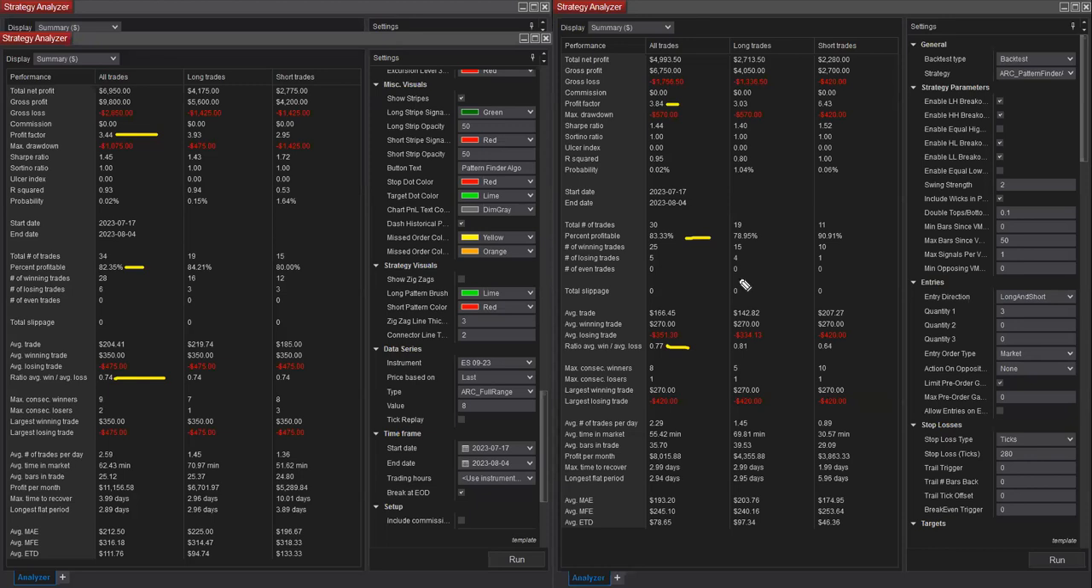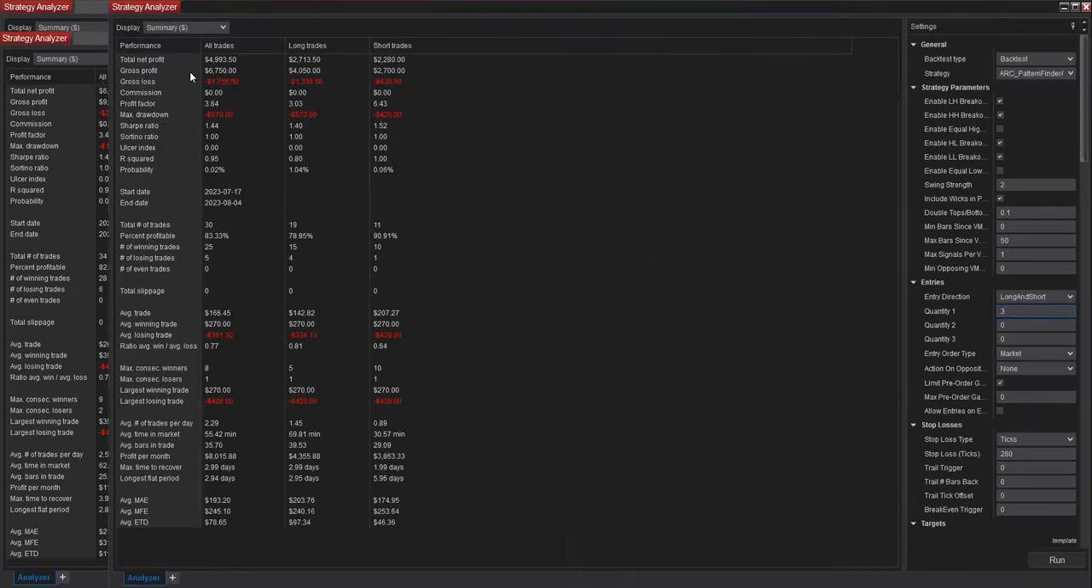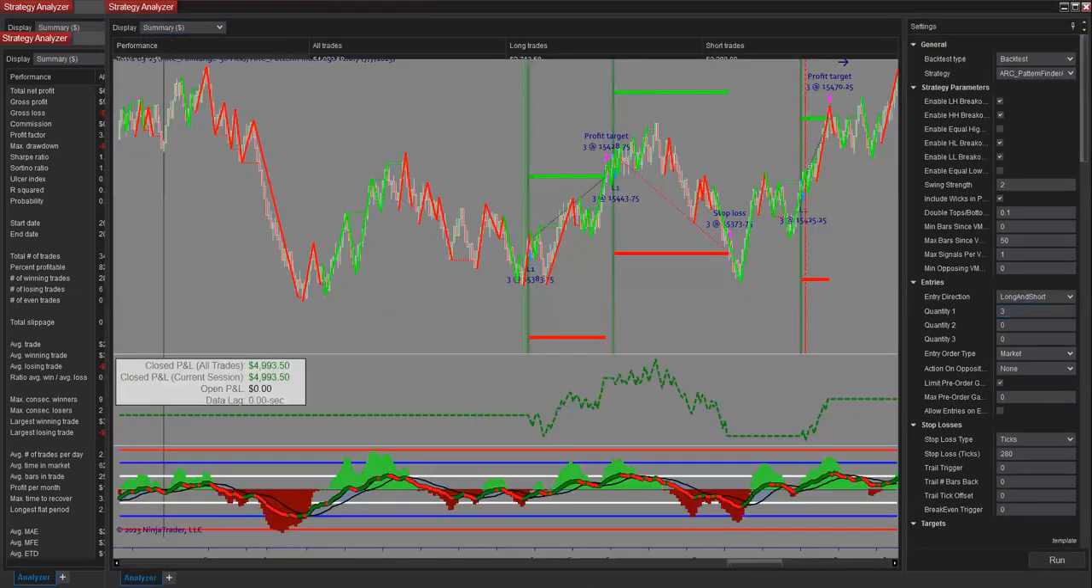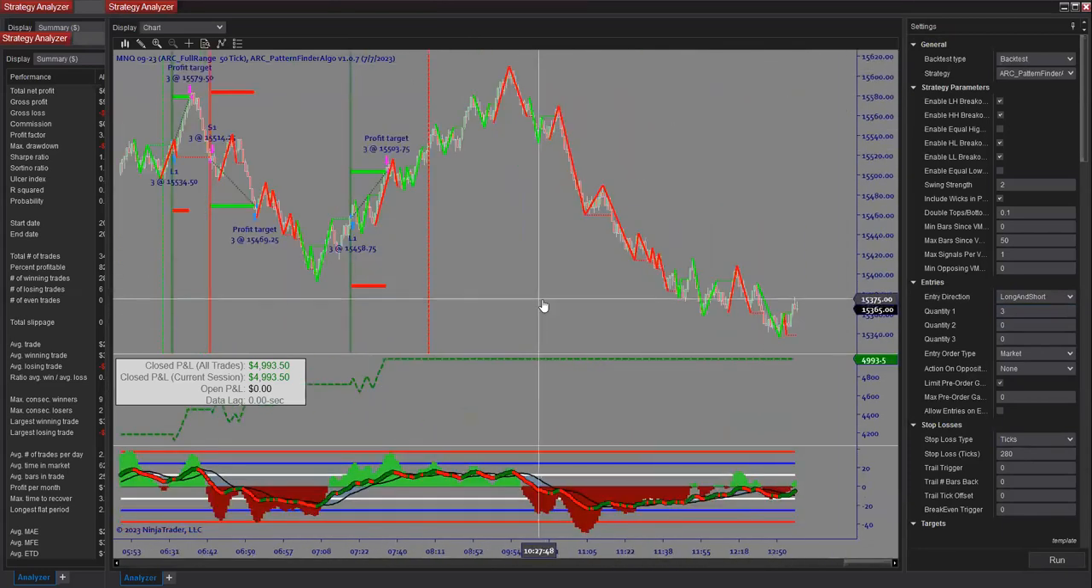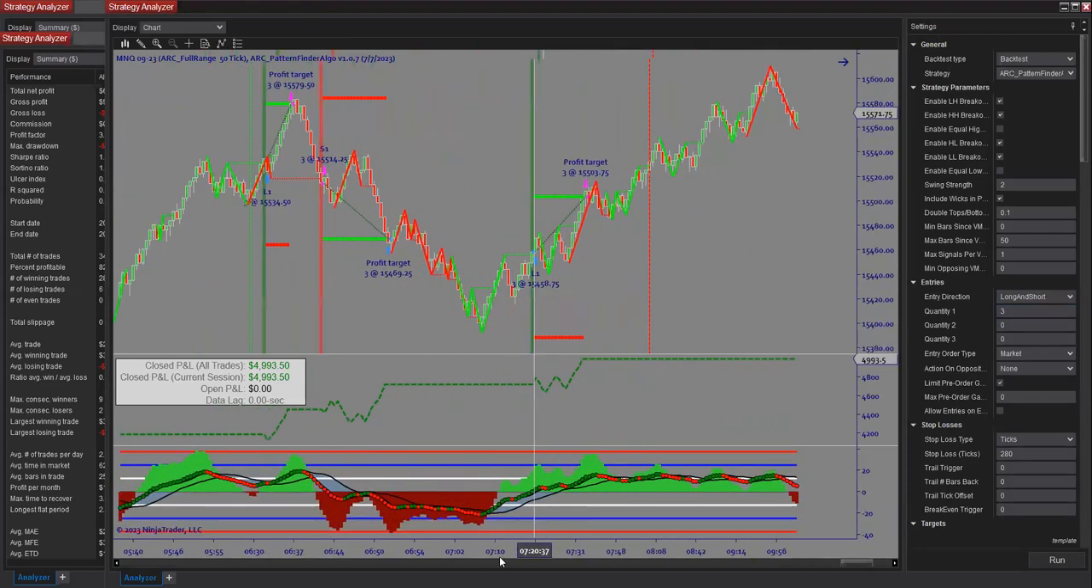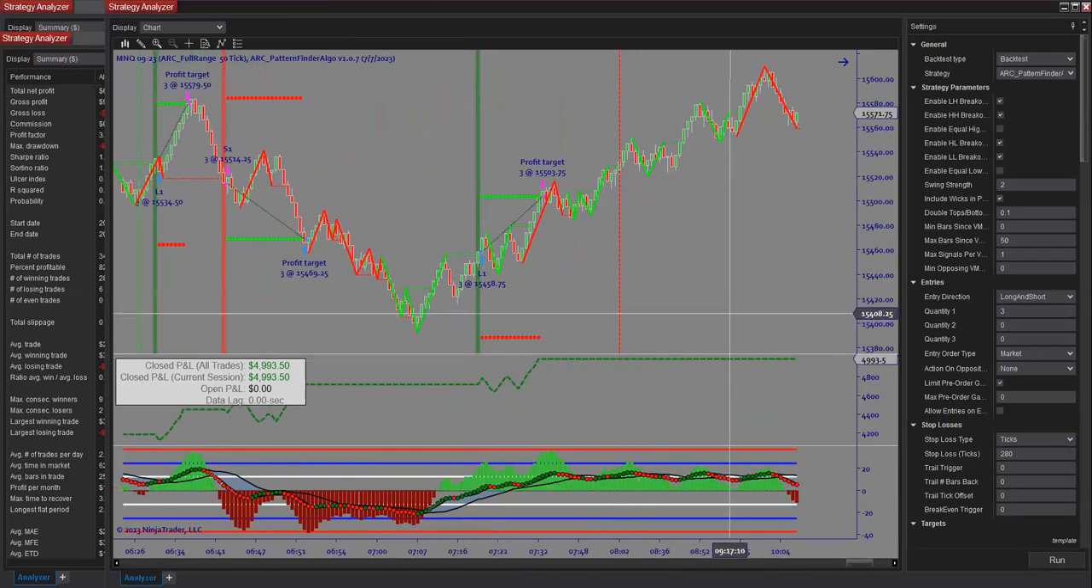And I just can't express the fact that it's non-lagging, right? That to me is very, very important. It's very, very important to me that it's non-lagging. Right. So you're not using any indicators. You're using pure price.